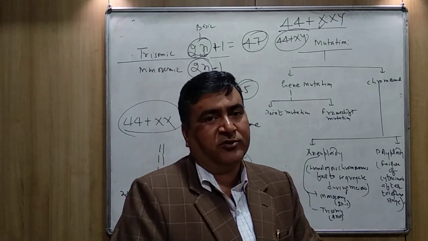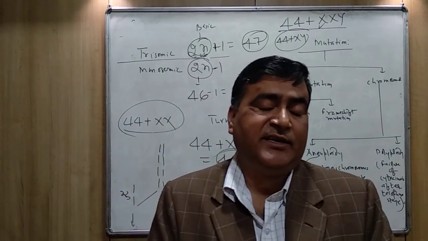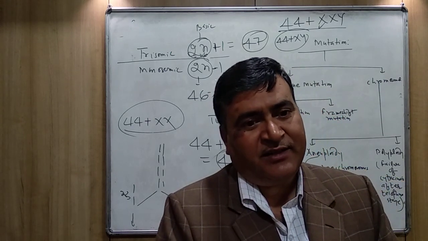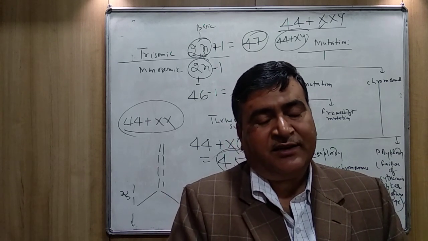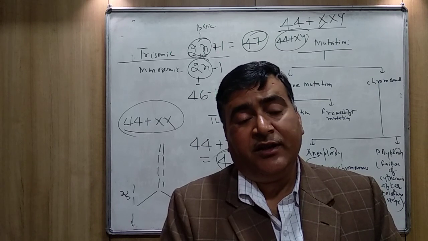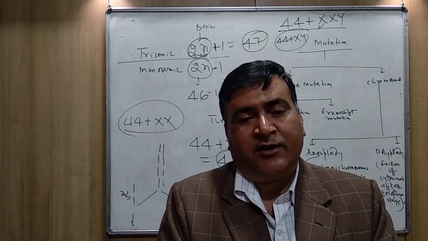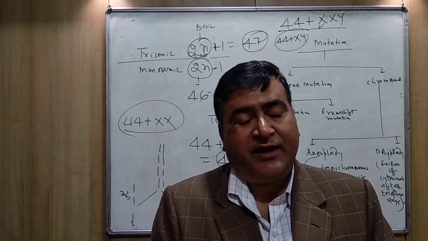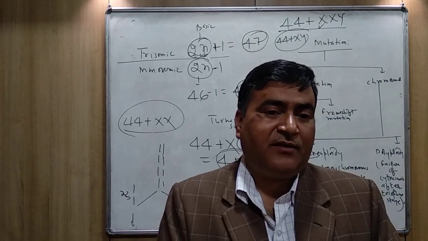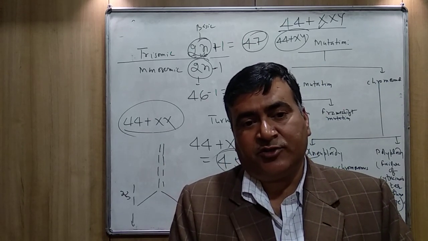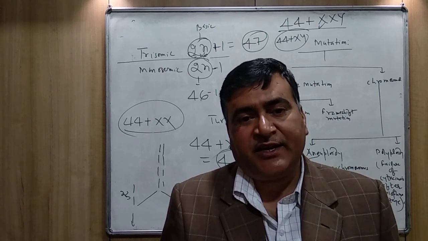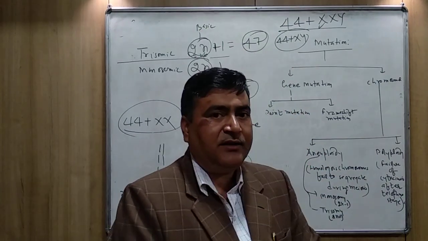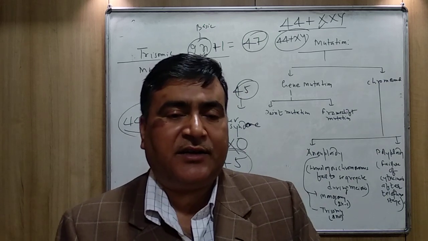aneuploidy. And there is a particular term, not given in your NCERT book, that is called non-disjunction. What is non-disjunction? Non-disjunction is the phase in which the paired chromosomes fail to segregate properly during the gamete formation. And when non-disjunction takes place, or when the paired chromosomes fail to segregate properly, the aneuploidy condition is created.